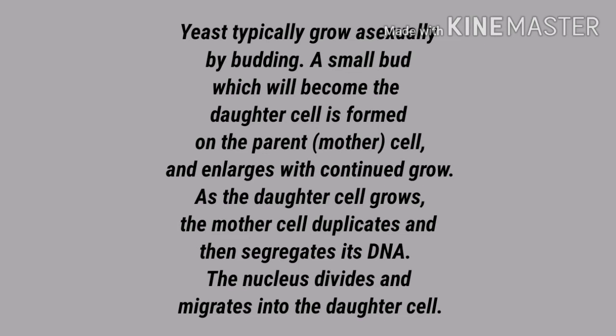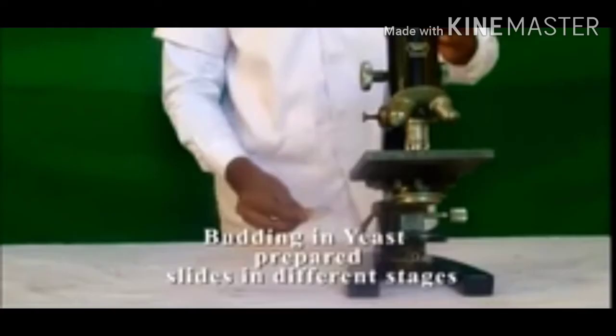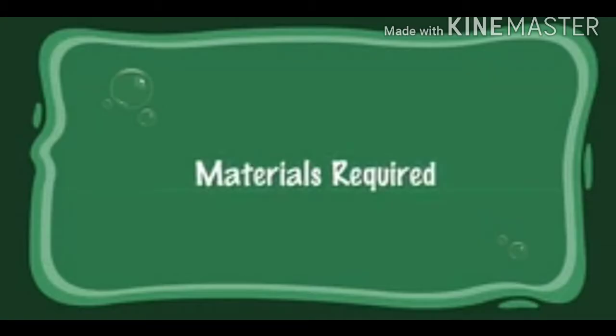First of all, the aim, which I have told you before: to study the asexual reproduction in yeast by budding with the help of prepared slides. Prepared slides I have told you about in the previous practical as well, a permanent or prepared slide is already made. We only have to see it under the microscope, take the observation and make the record sheet. So first of all the aim, then things required.